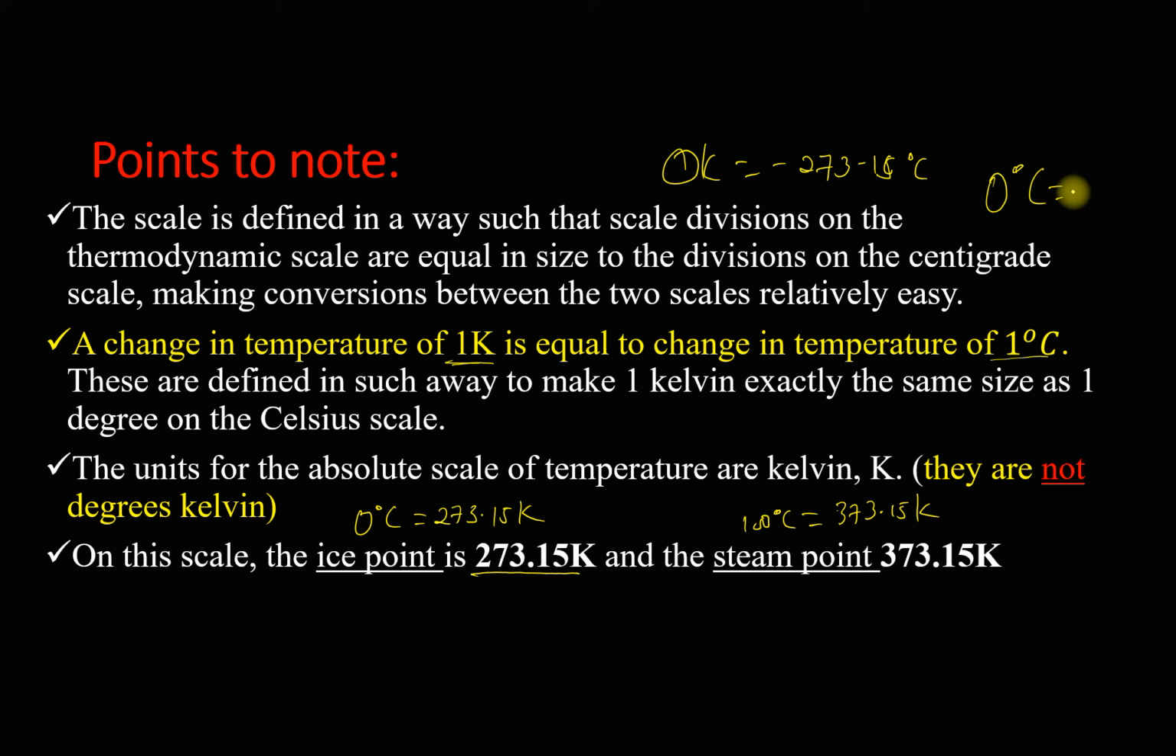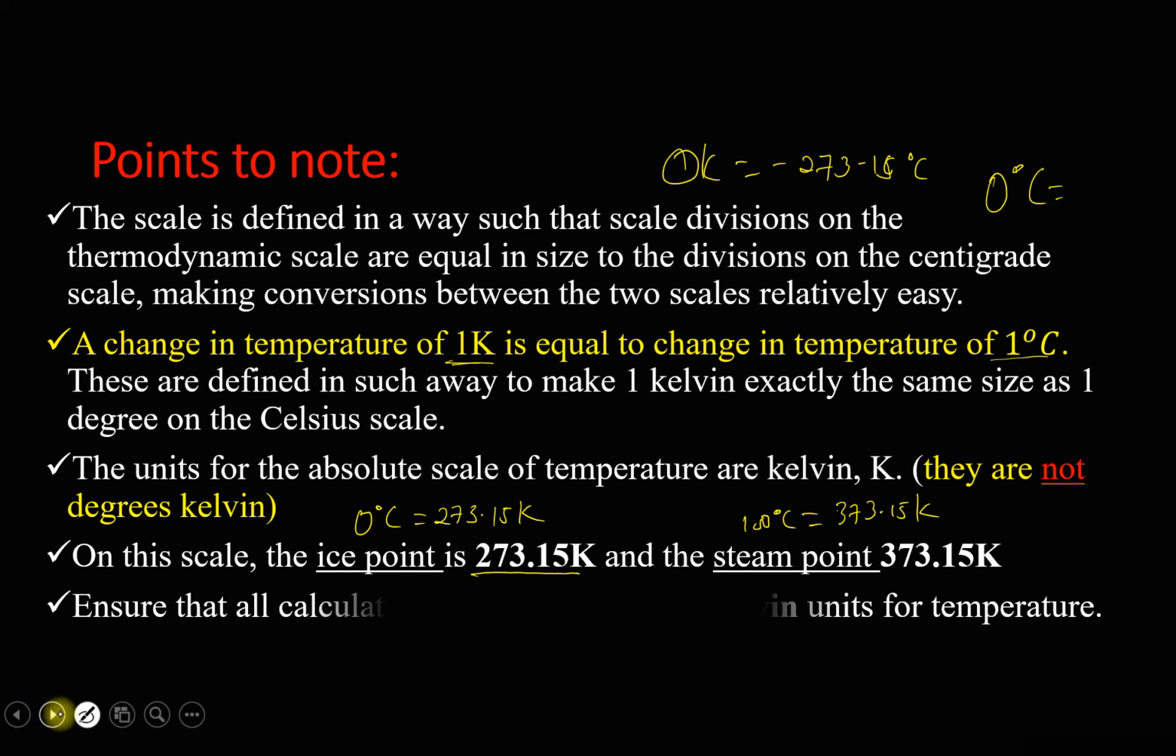Now it becomes positive 273.15 Kelvin. So it means 100 degrees Celsius is going to be 373.15 Kelvin. And lastly, ensure that all calculations are done using the Kelvin units for temperature in this unit, the same way we did in thermodynamics.